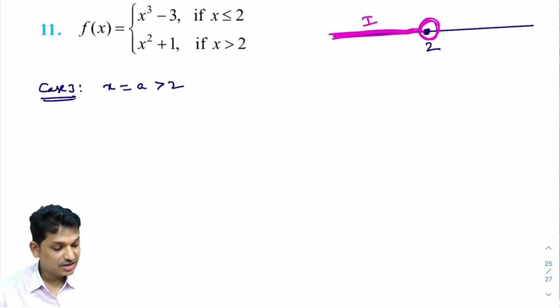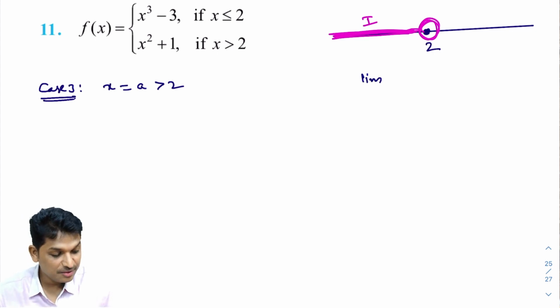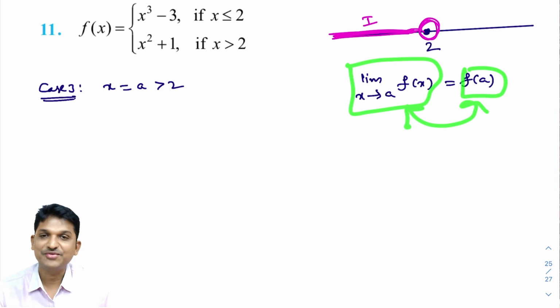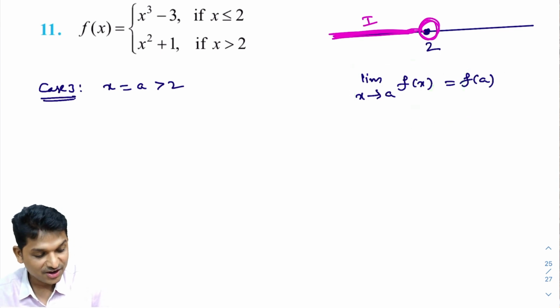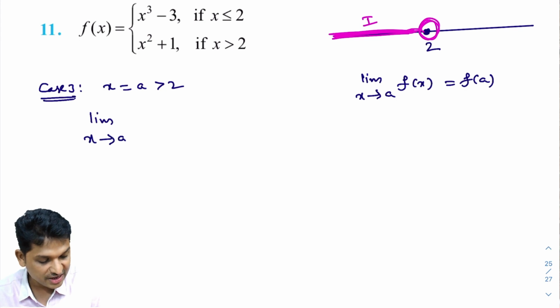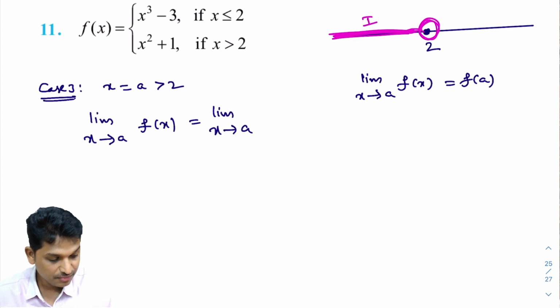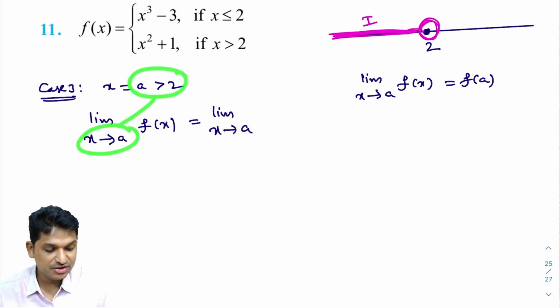When we say the function is continuous at x equal to a, limit x approaches a of f of x equals f of a, then we say that the function is continuous at x equal to a. So first I will calculate this, next I will calculate this. If both are equal, then the function is continuous at x equal to a. Okay, so here limit x approaches a of f of x. What function to choose? X approaches a, here the a value is greater than 2.